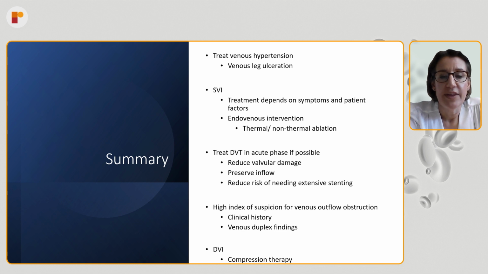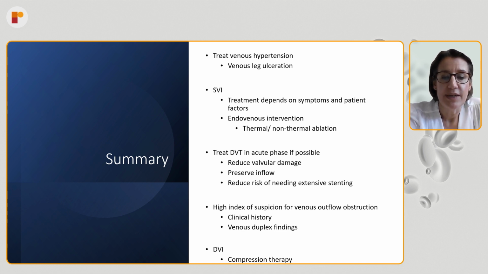So in summary, the aim of treatment of the deep and superficial venous systems is to treat venous hypertension, with the importance of reducing symptoms and preventing venous leg ulceration. Superficial venous incompetence: the treatment does depend entirely on symptoms and indeed individual patient factors. Endovenous intervention is the number one treatment option, of which thermal ablation would be the preferred option in most cases.